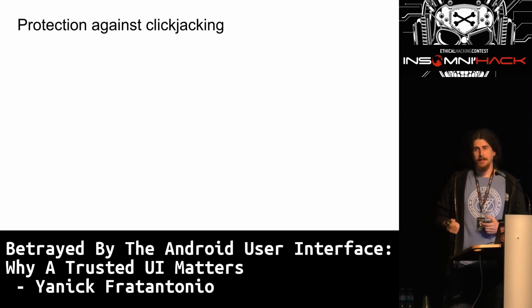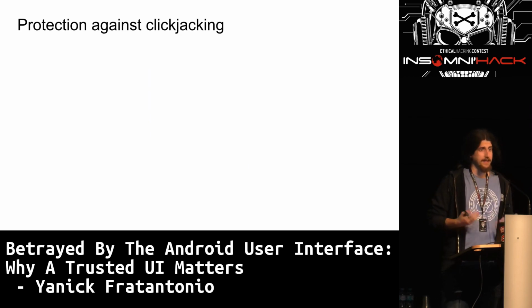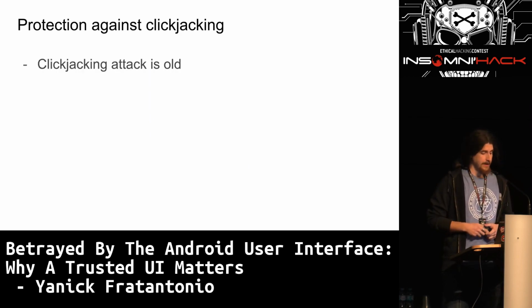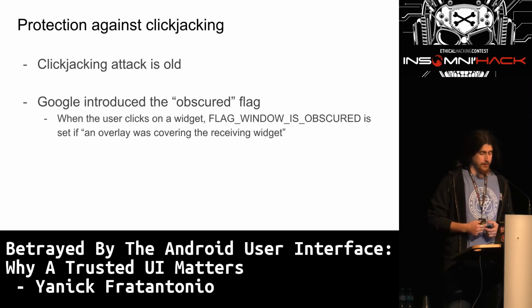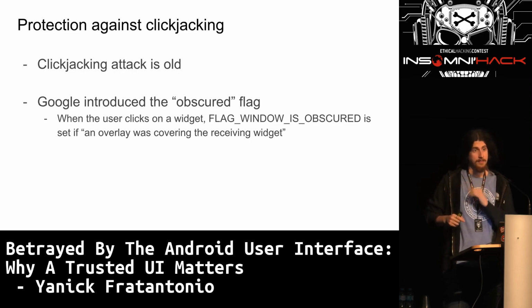Okay, so I mentioned that clickjacking is actually quite old, and of course Google didn't stay there and look at it. So there is a security protection. It's called the obscure flag, informally. Okay, this obscure flag works like this. Whenever you have a button, the user clicks on it, he receives a motion event. Now they added a flag called FLAG_WINDOW_IS_OBSCURED for this event. This flag is set if at the moment of the click there was an overlay on top of the button.